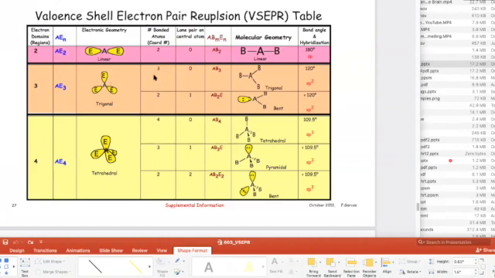Here, you could have all 3 at the end of these domains connected to an atom, in which case you have 3 bonded atoms, no lone pairs. The geometry would be trigonal planar.